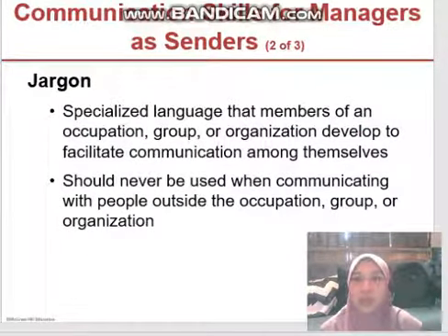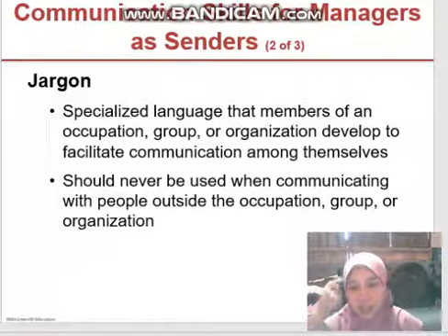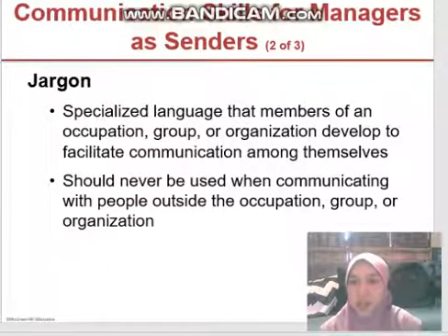The important thing for a manager when he or she becomes the sender of a message is to bear in mind that when they encode a message, they should use symbols or language that the receiver, the subordinate, understands. Especially, this refers to jargon. Jargon is specialized language that members of an occupation, group, or organization develop to facilitate communication among themselves. It should never be used when communicating with people outside the occupation, group, or organization.